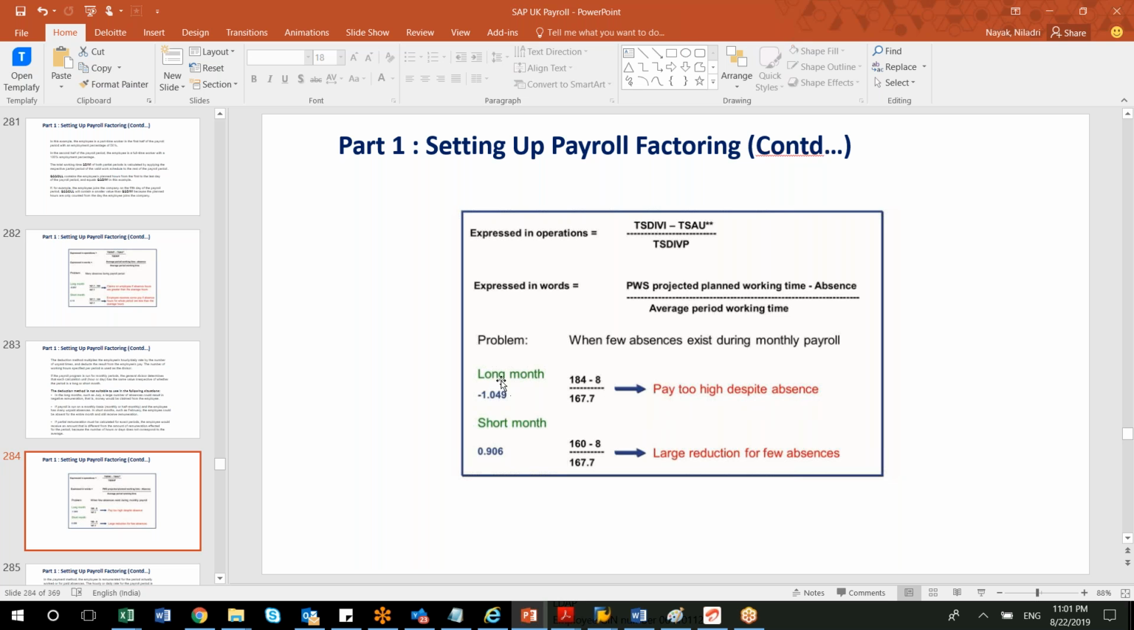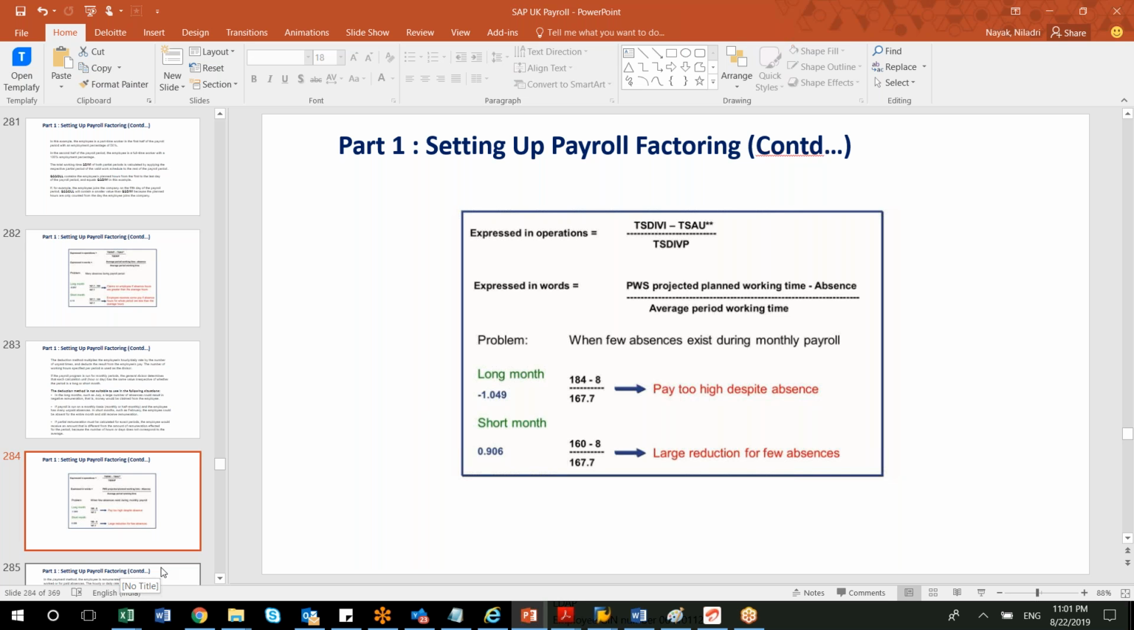Even with what I have explained here, pay is too high despite absences. If it is a long month, then your calculation will be a little different. If it is a short month, even if there is a reduction for 1 day of absence, there will be a large number of reductions, because it depends on how you calculate this period factor. It is a bit tricky. We will see this example so that you can go ahead a little.